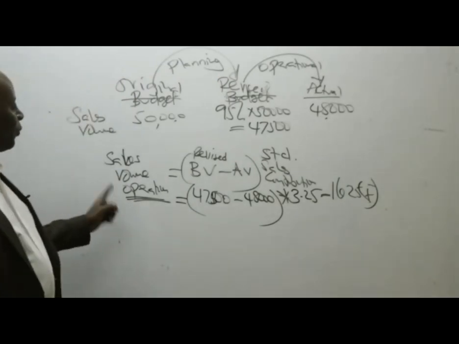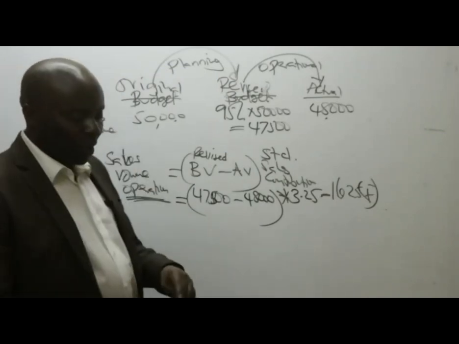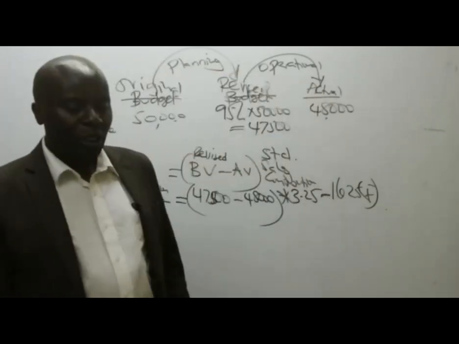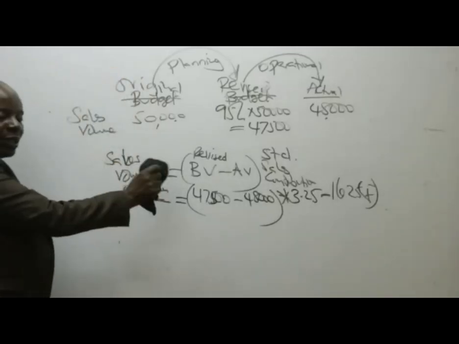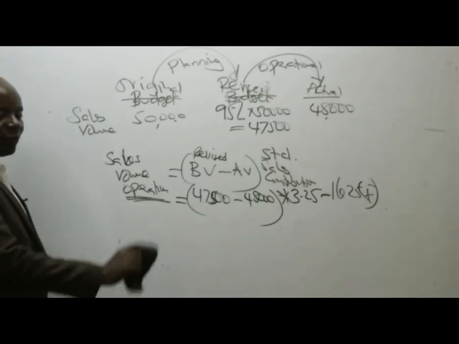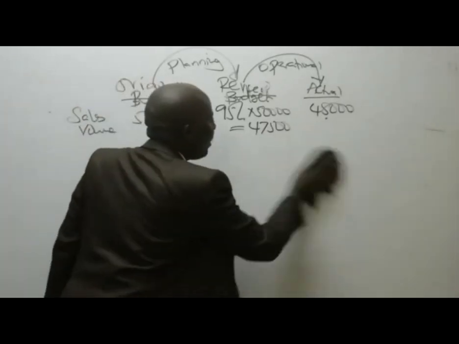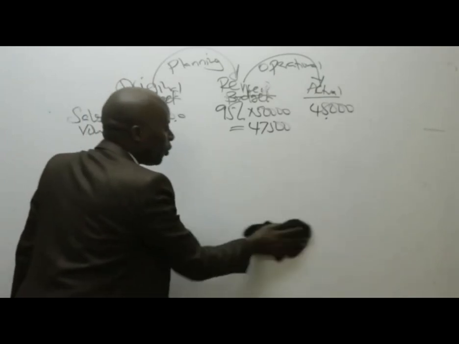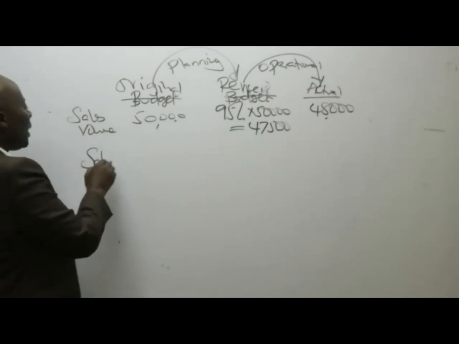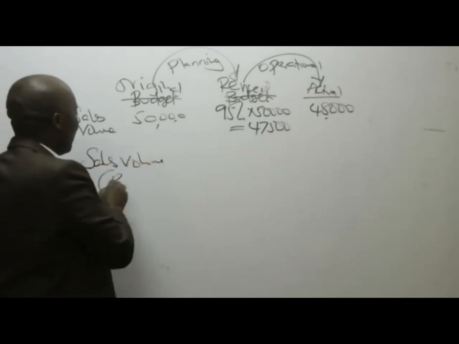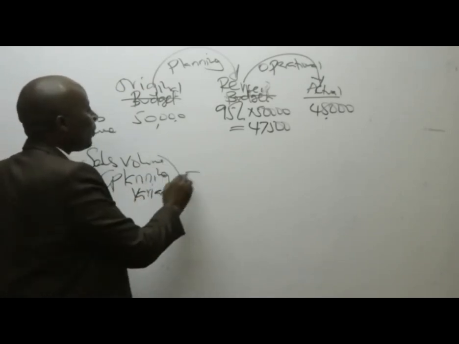And then now go ahead and give me the sales volume, but this time round planning variance. Can I rub this very first? So come and give us the sales volume, but in this case, ladies and gentlemen, the planning variance. So, ladies and gentlemen, what do we have here?